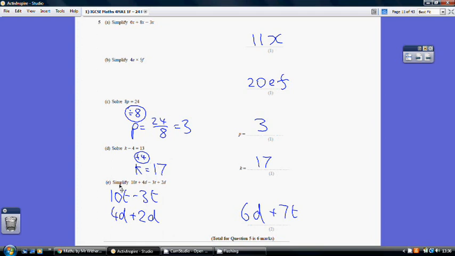Now with part E, just be careful when you're gathering like terms that you take on board this is minus 3t. So with the t's, we've got 10t take away 3t, which is 7t, plus 7t, it's plus. And with the d's, 4d add 2d is 6d. So our answer is 6d plus 7t.